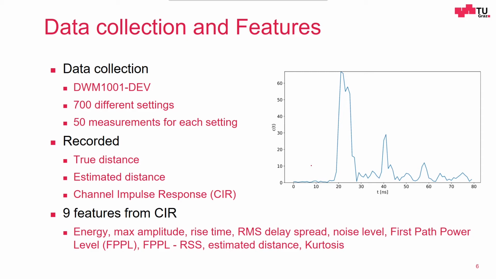And this channel impulse response resembles basically the channel between the two radio modules. And what you can see here, for example, is the first path component, which is quite strong, and then some multipath components. From that channel impulse response, we extract 9 features, and these features are used for the classifier and for the support vector regression machine.